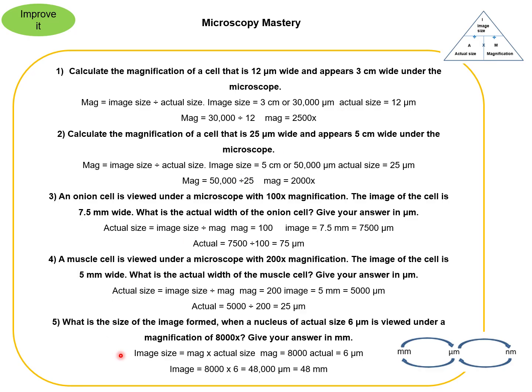The magnification is 8,000 and the actual size is 6 micrometers. So the calculation is 8,000 times by 6, which is 48,000 micrometers. Now we've got to convert that back into millimeters at the end. So micrometers to millimeters divided by 1,000 is 48 millimeters.